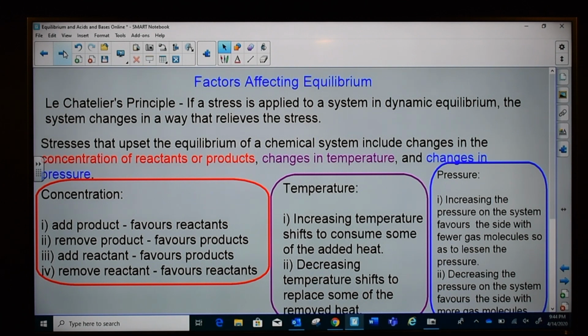So what can we do to shift an equilibrium? What can we do to shift and make more product? We can do any of these three things. We can alter the concentration, the temperature, or, as I said previously, we can change pressure, but only if it's in a gaseous system.